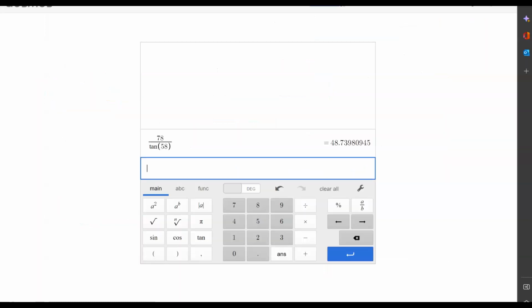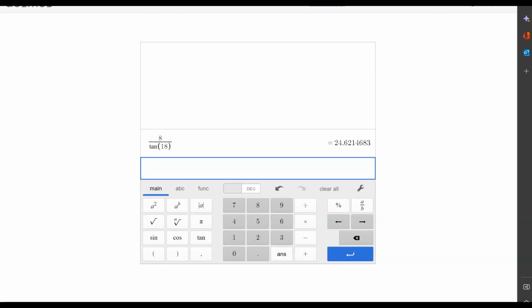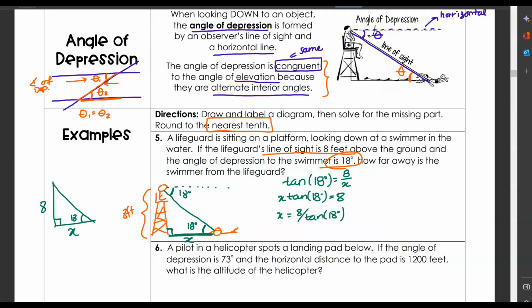Let's plug that into our Desmos calculator here. So we have 8 divided by tangent of 18 degrees, and we get 24.62. That means our x is going to equal 24.6 feet. All right, for completion, let's get our sentence out of the way. The swimmer is 24.6 feet away from the lifeguard.